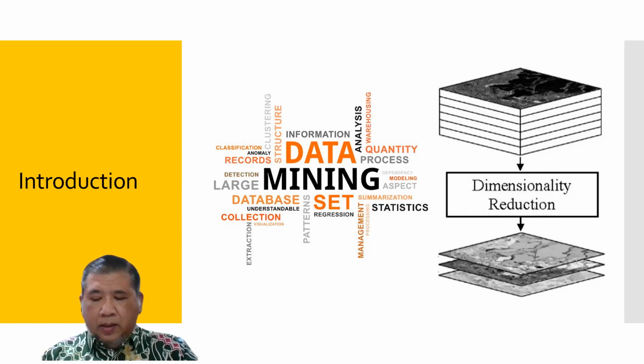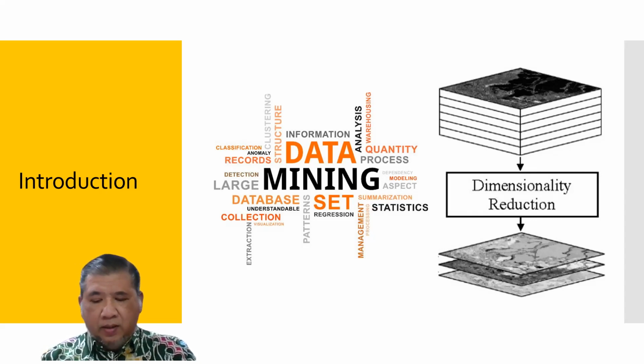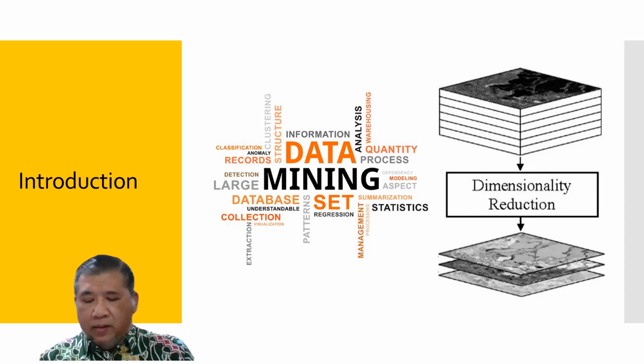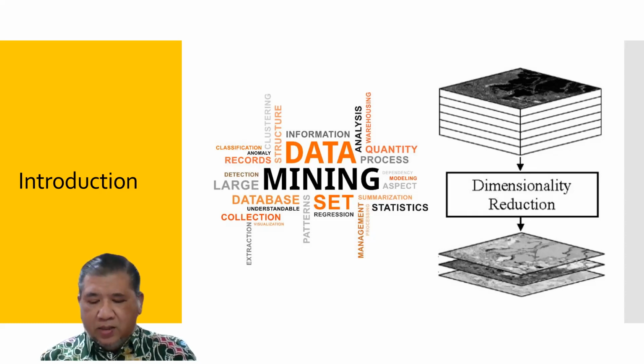We know that there are two methods of dimension reduction, which are attribute selection and attribute extraction, of course with all the advantages and disadvantages of each method.